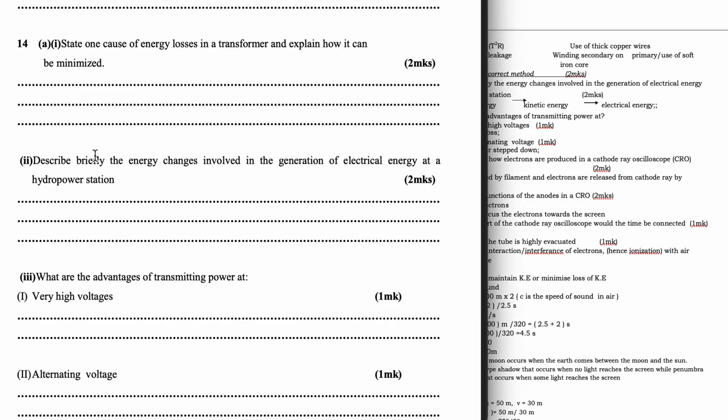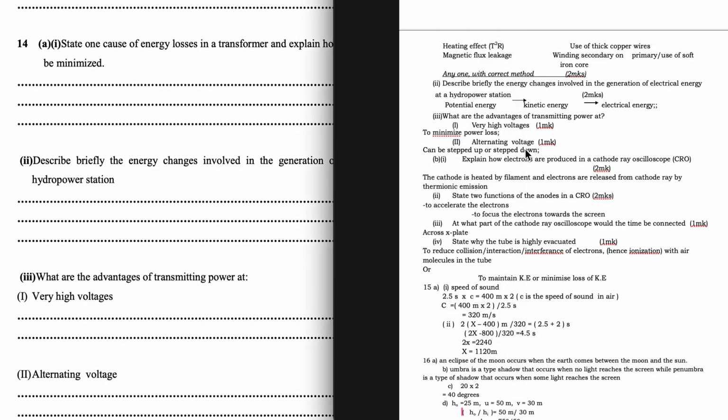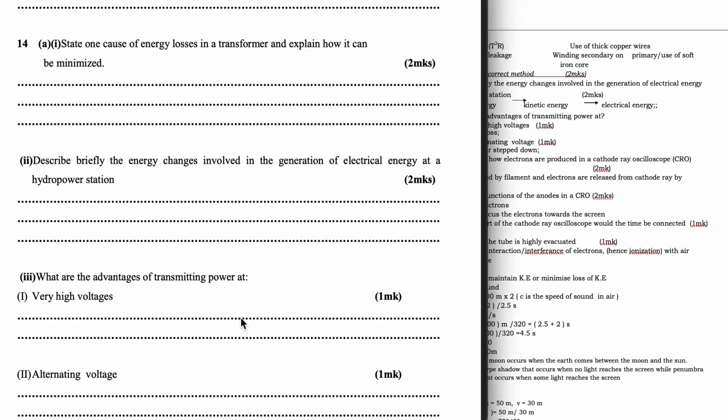Question 14a, Roman 2. Describe briefly the energy changes involved in the generation of electrical energy at a hydropower station. Roman 3. What are the advantages of transmitting power at very high voltages to minimize power loss? Advantages: alternating voltage can be stepped up or stepped down.